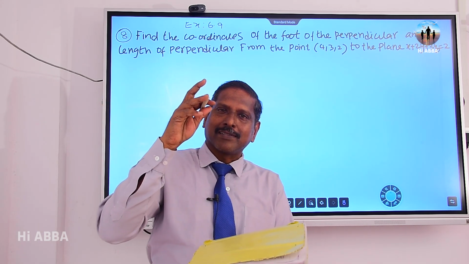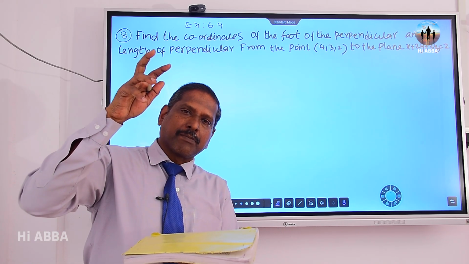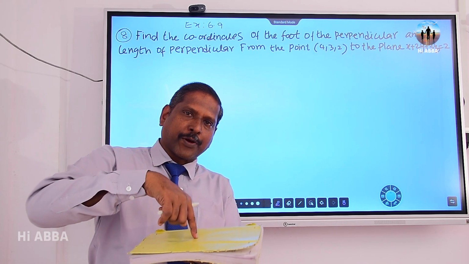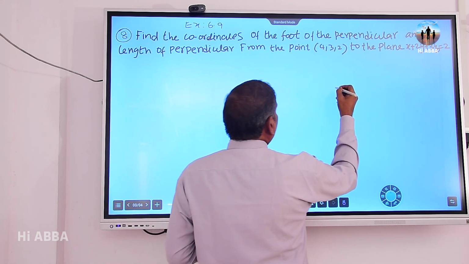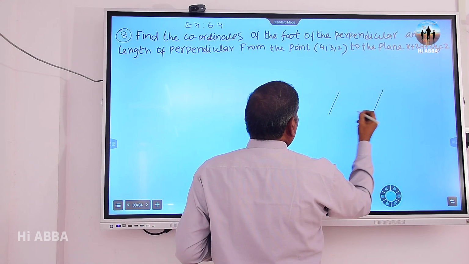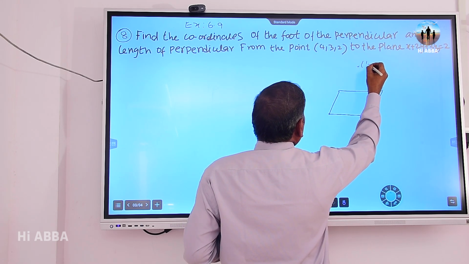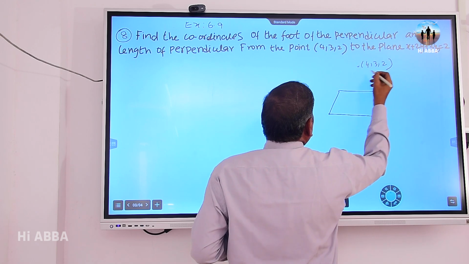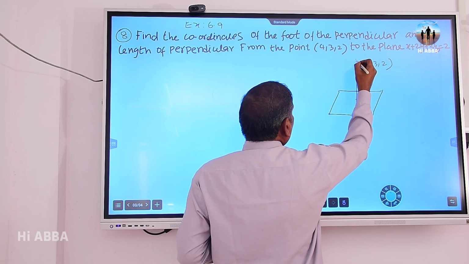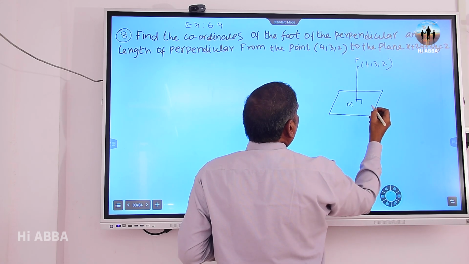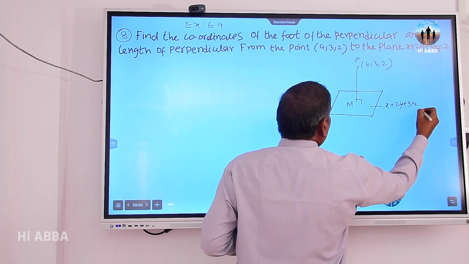Let us see how to find the distance as well as the foot point. So this is the given point and you are asked to find what the foot point in the plane is. That also we are going to find out. First I draw one plane. This is your plane and this is your given point, which is (4, 3, 2), and we are going to measure the distance from the given point to the given plane, and the equation of the plane is x + 2y + 3z = 2.